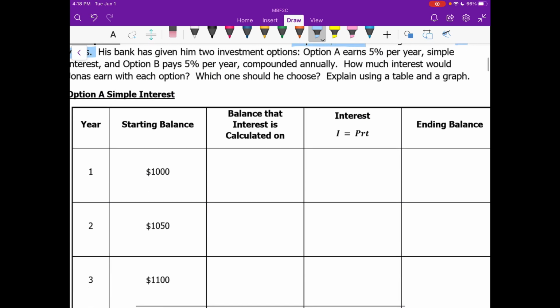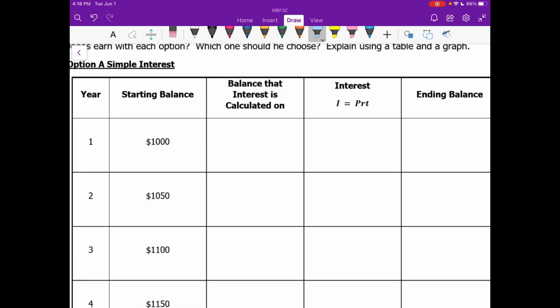So let's start off with our simple interest right here. This is stuff we just did yesterday. So I'm just going to go back, and we're going to go over how to do simple interest calculations. This is super easy stuff, just from yesterday. Nothing new here.